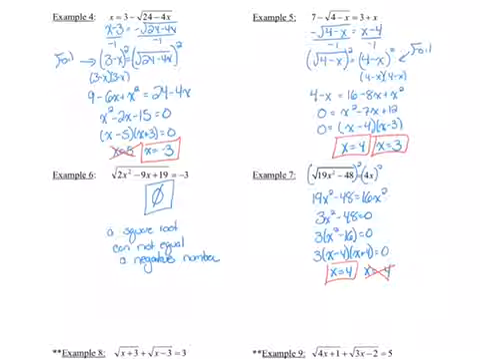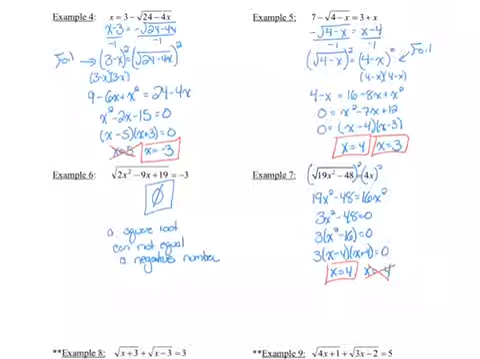So example 4 and 5 are actually very similar. You first have to isolate the radical. In both cases, there's a negative 1 in front of those radicals, so I divided that negative 1 over before I squared both sides.